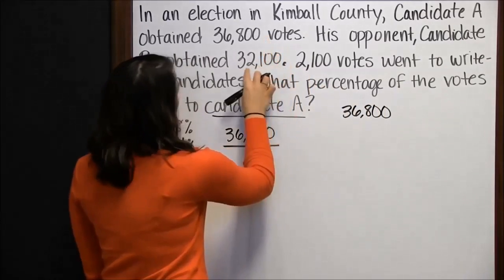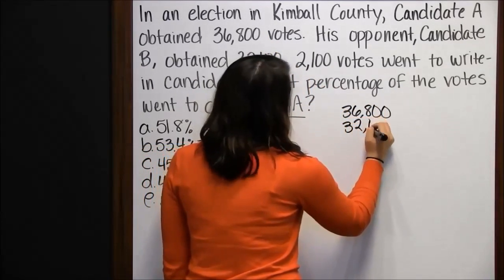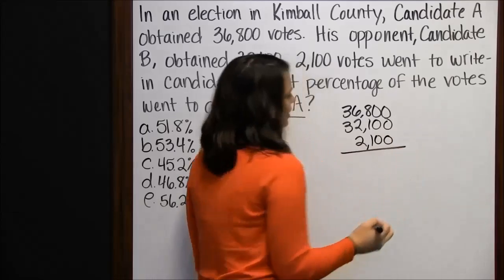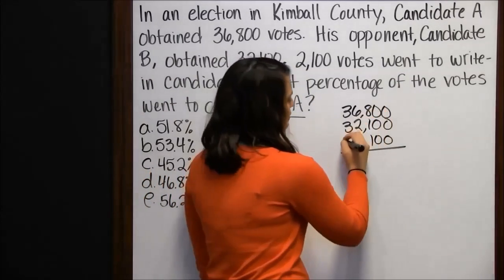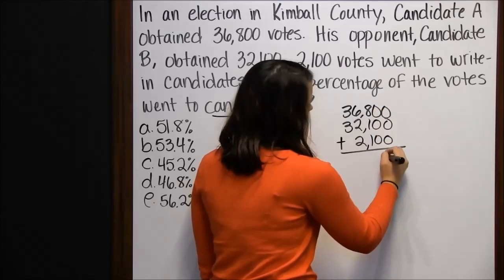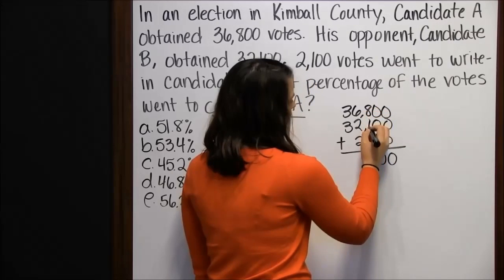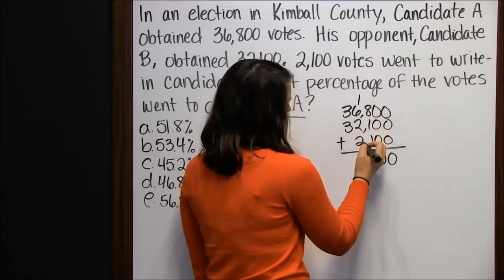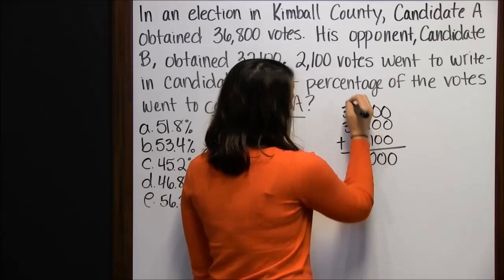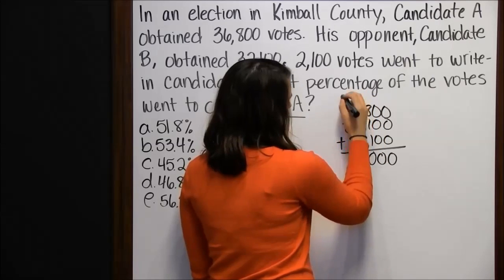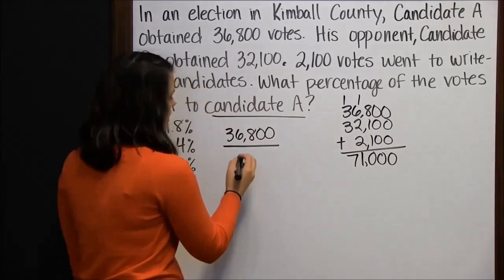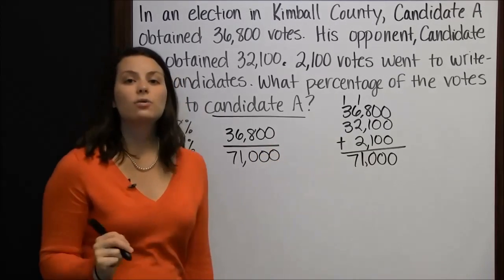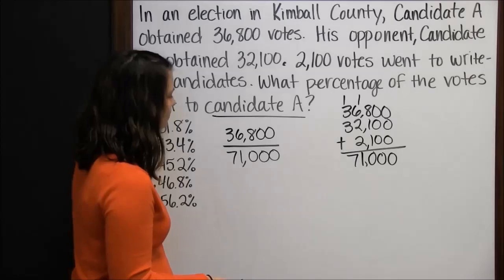36,800, 32,100, and 2,100 so that we can find the total. So we're adding, those are 0, and again we get 0. Then we have 8, 9, 10, so that's a 0, carry the 1. We have 6, 7, 8, 9, 10, 11, carry the 1. And we have 3, 6, 7. So that means there were a total of 71,000 votes.